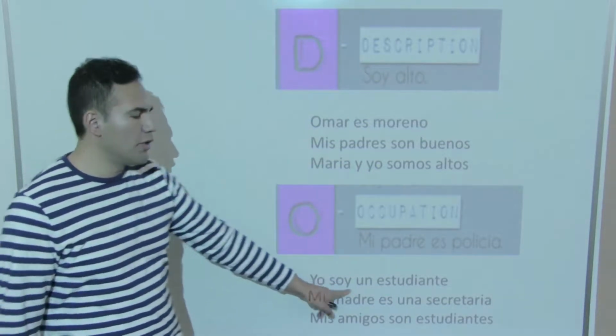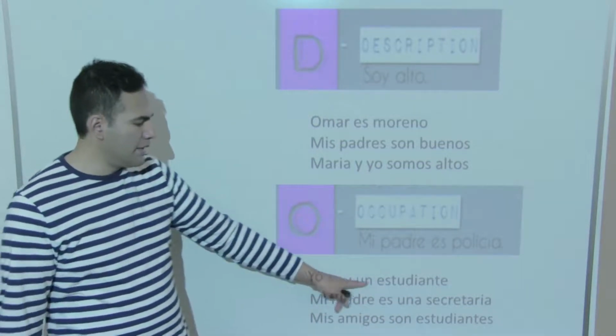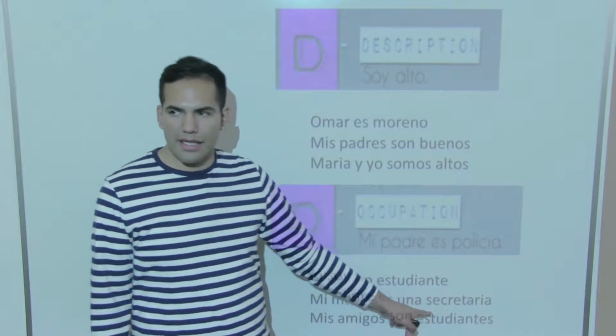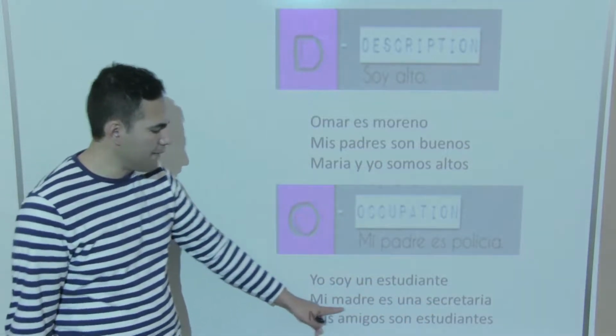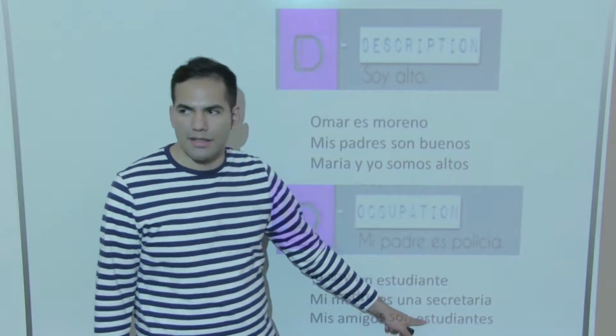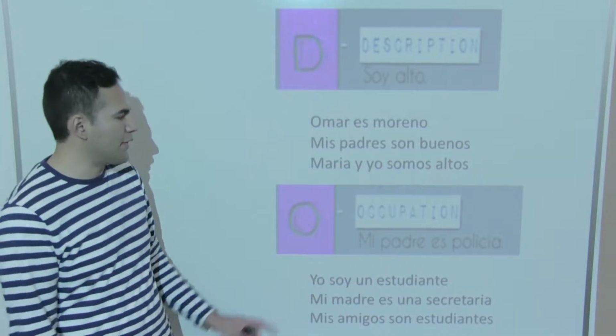Occupation. Yo soy un estudiante. I am a student. Mi madre es una secretaria. My mom is a secretary. Here we have es. Mis amigos son estudiantes. My friends are students. Okay.